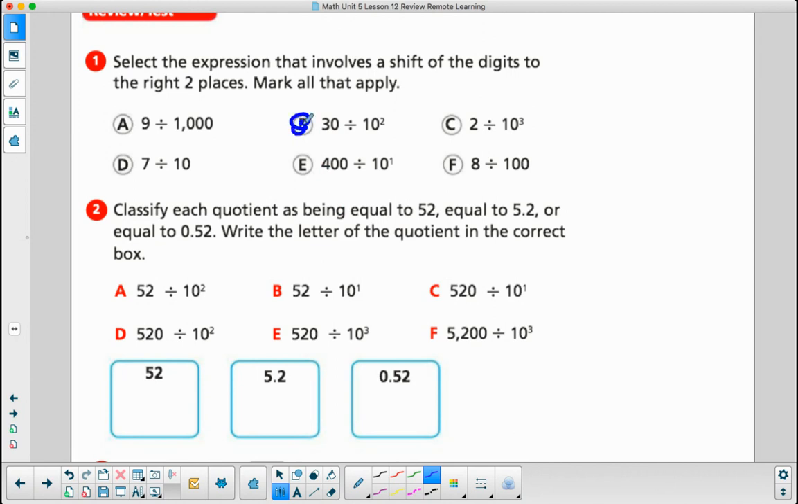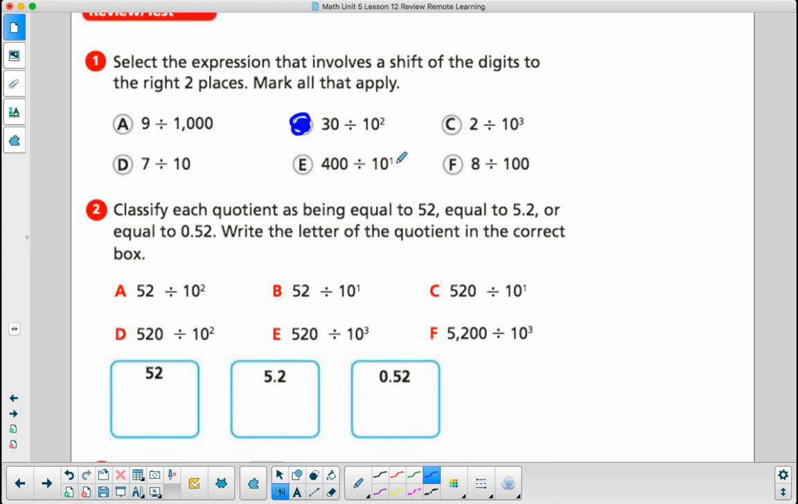B is a shift of 2 places to the right. 2 divided by 10 to the third. 10 to the third is 1,000. The 3 tells me the 2 would be shifting 3 places. It would be 2 thousandths. D, 7 divided by 10. When I divide by 10, there's 1 0. So I know I'm shifting 1 place value. 10, every place value is 1/10.